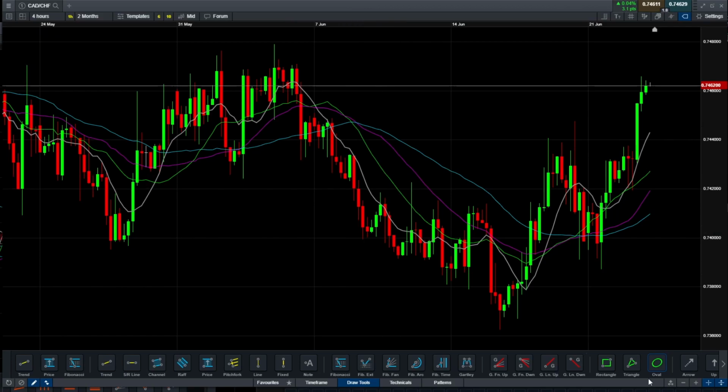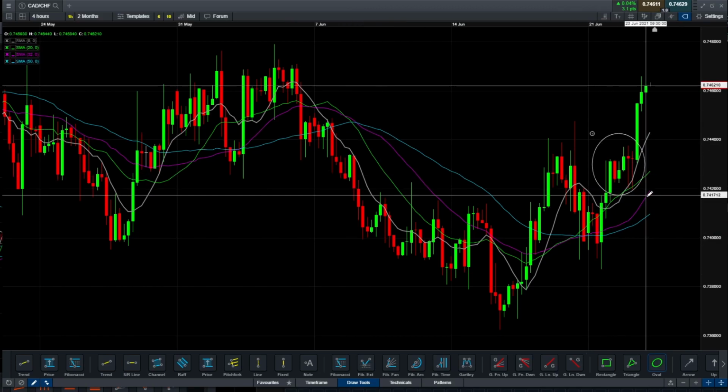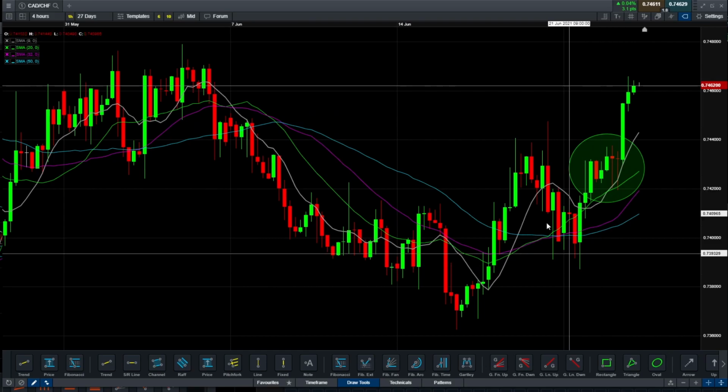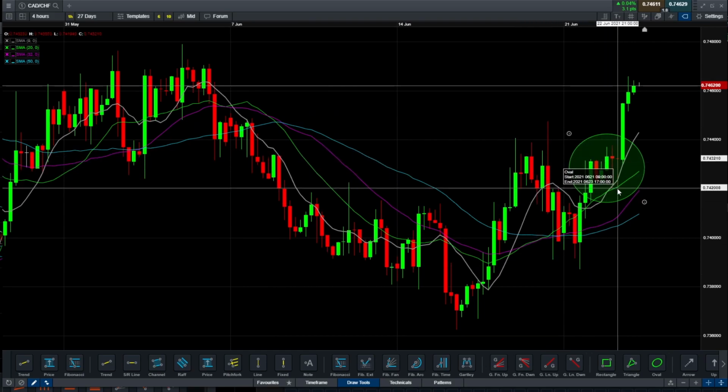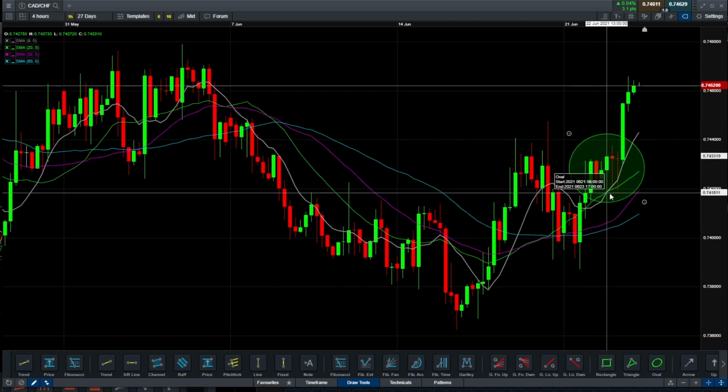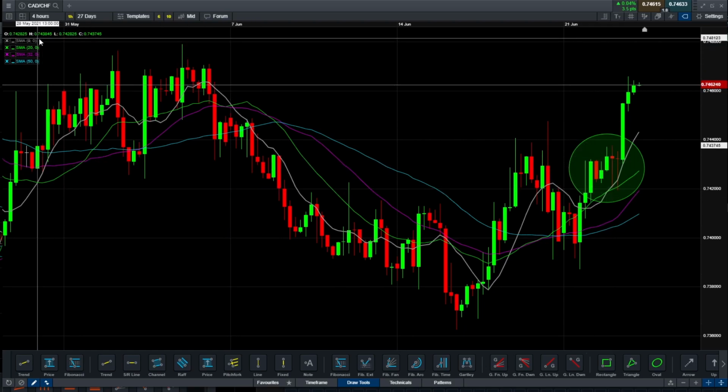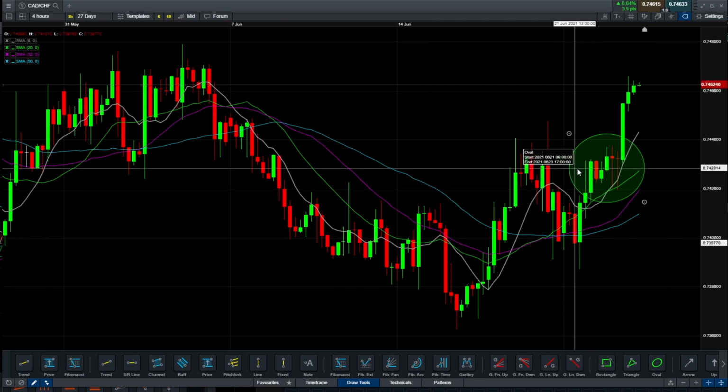Zooming into the 4-hour graph, we've got a clear buy signal here that's just happened. The market's moved up, gone sideways, consolidated, tested the moving averages, is above all moving averages. By the way, my moving averages are from 9 to 50.